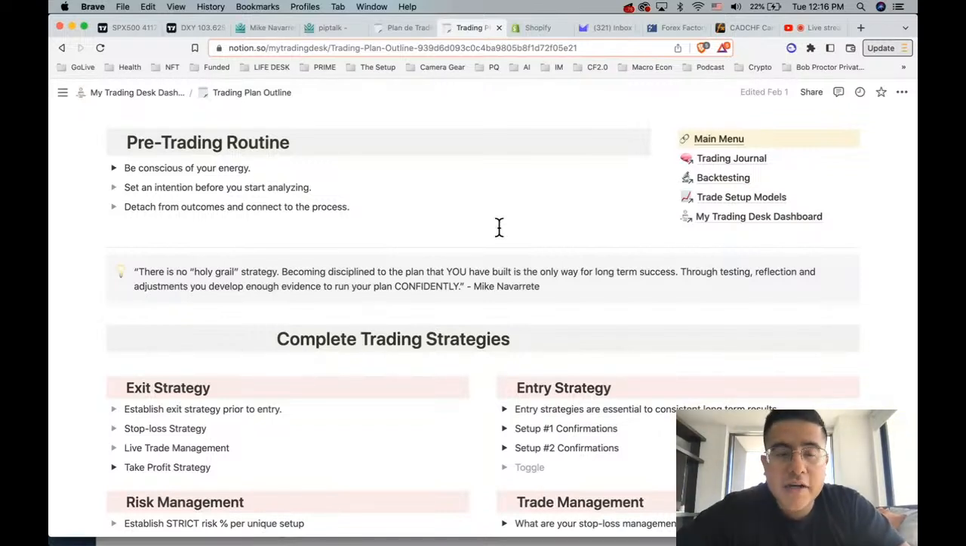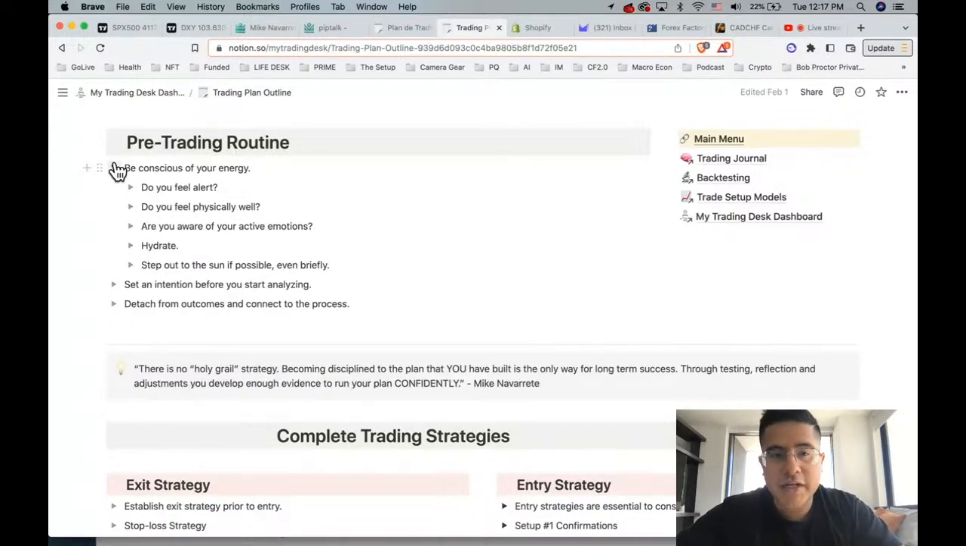So let's start with the first part, right? Pre-trading routine. This was meant to kind of slow you down. Right? But most people, markets open, you dive in, and it's just chaos, right? It's like, let's go make some money. So the intention here is so that you can ask yourself the right questions. You can be conscious. You can have a conversation with yourself.